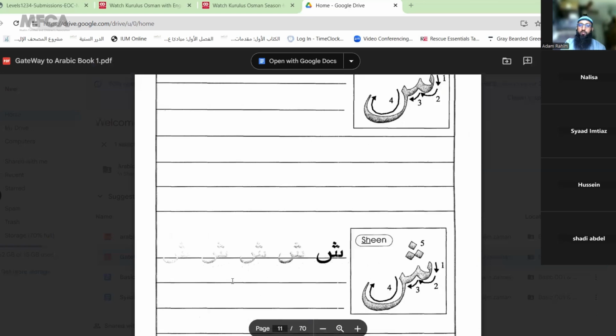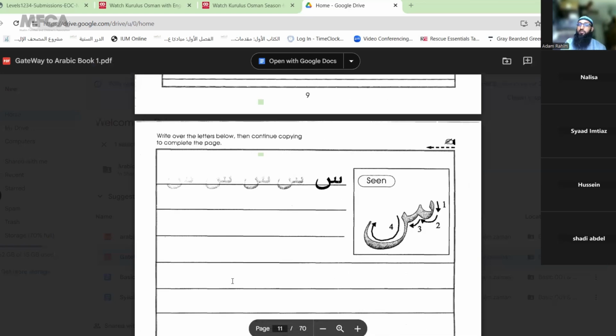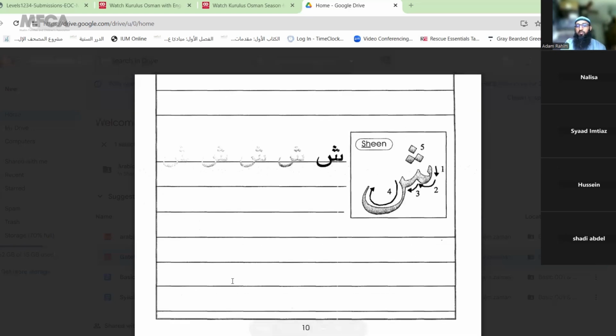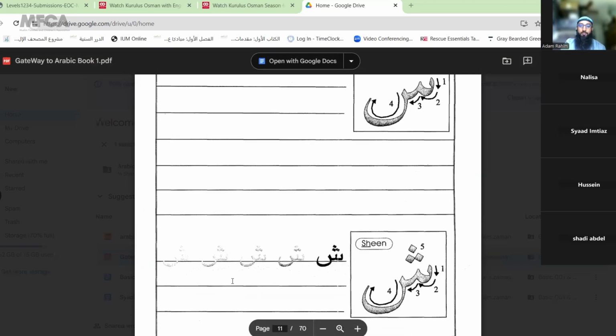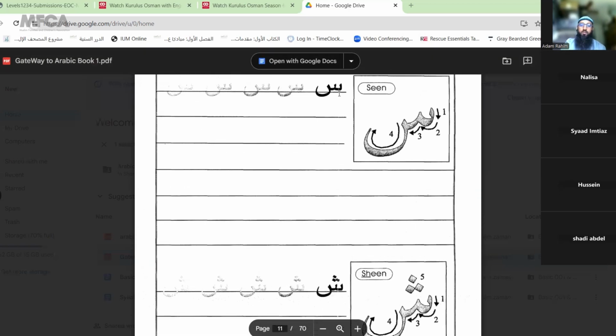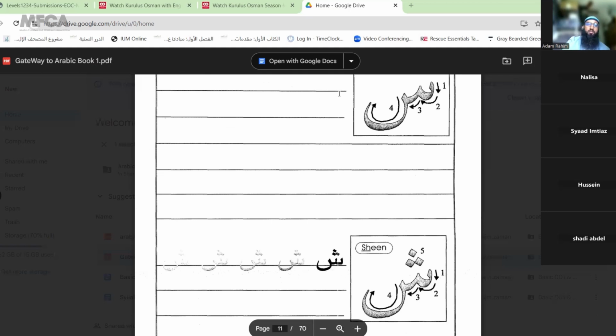So look, these 2 letters look very similar. The only difference is the dots. That's why we told you guys it's very important to memorize the number of dots and placement of dots. As you can see, the letters Seen and Sheen are written in the exact same manner. The only difference is that Sheen has 3 dots placed on top of it, but it's written in the exact same manner.